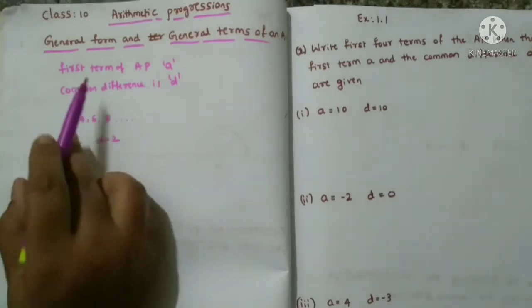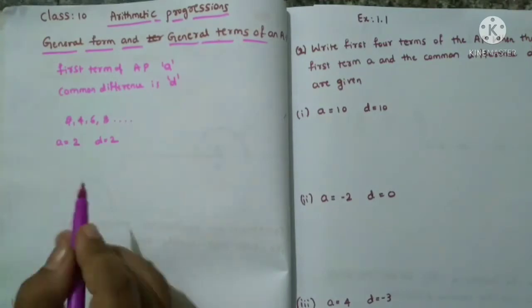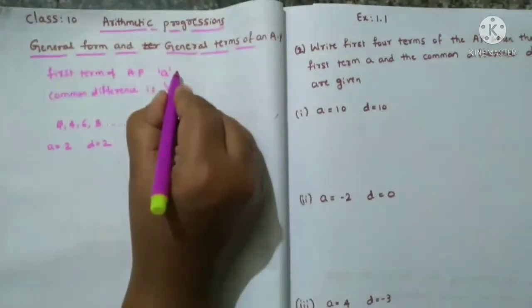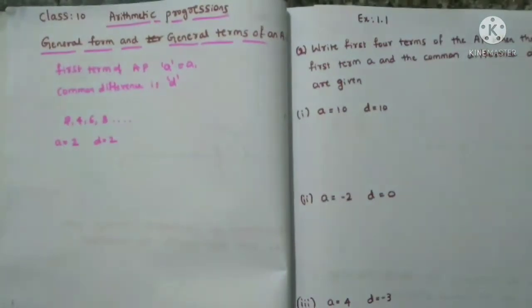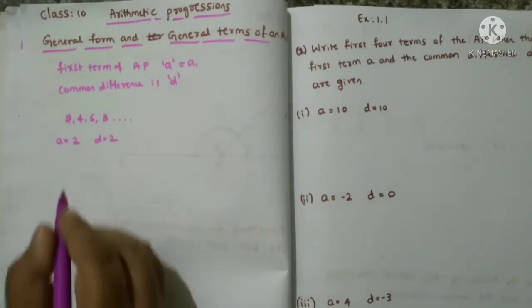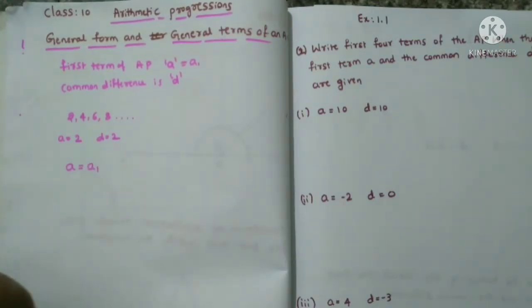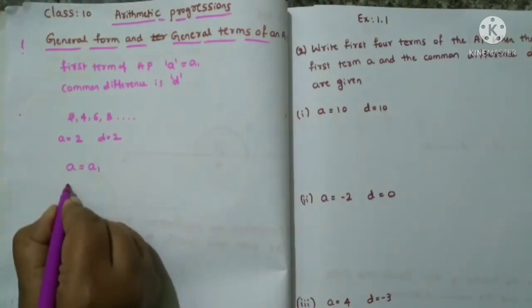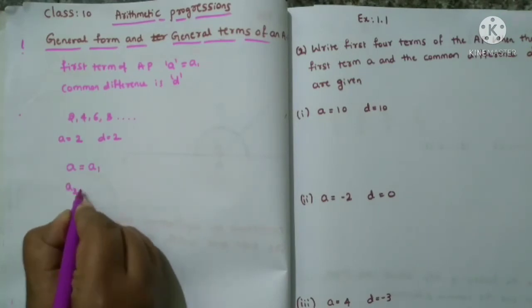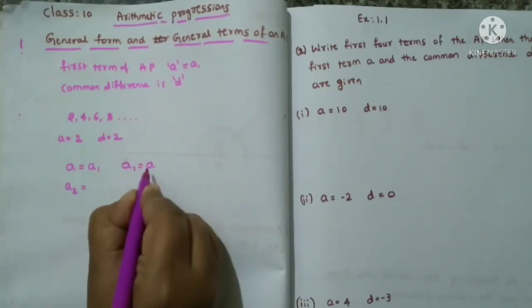I already told you the first term of the AP is represented by A and the common difference is represented by D. The first term is also represented by A1. The second term of the AP is represented by A2, the third term is represented by A3, and like that the nth term is represented by AN. So the first term is A, also represented by A1. The second term is represented by A2. So you should write like this: A1, the first term, is equal to A.